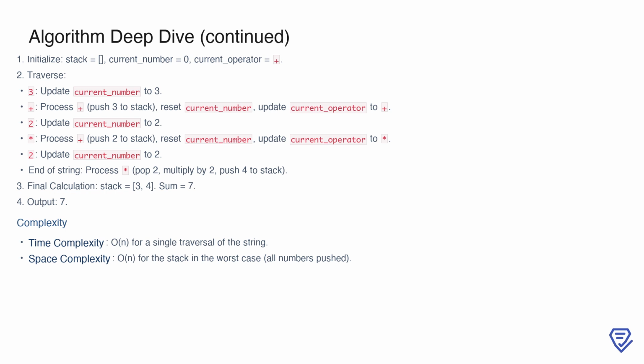This involves popping 2 from the stack, multiplying it by 2, and pushing the result, 4, back onto the stack. The stack now contains 3, 4, and summing these values gives the result, 7. The algorithm's time complexity is O(n) due to the single traversal, and its space complexity is O(n) in the worst case, where all numbers are pushed onto the stack.